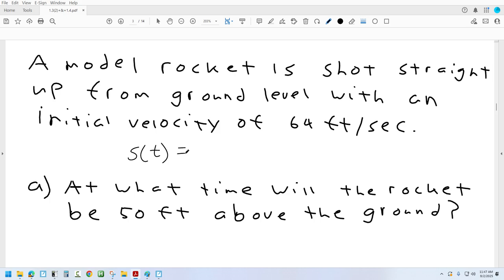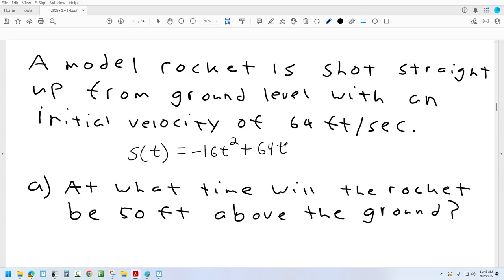Anybody think they can give me my equation for the projectile motion in this problem using the information that they gave me up above? Anyone? Well, what does the equation start off with? Yeah, negative 16t squared. Nothing to fill in there. Negative 16t squared plus what would come next? Yep, plus 64t, initial velocity times time. Plus, and what's the very last thing in the formula?